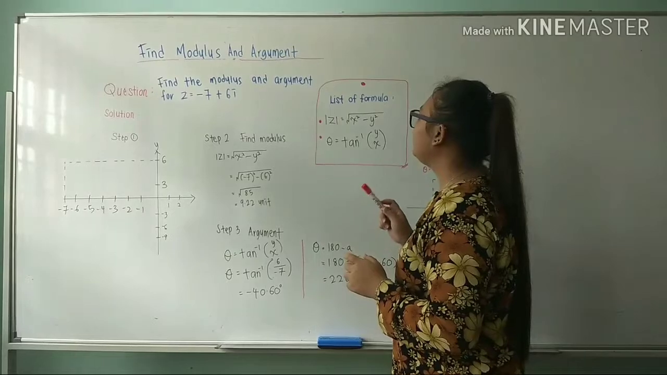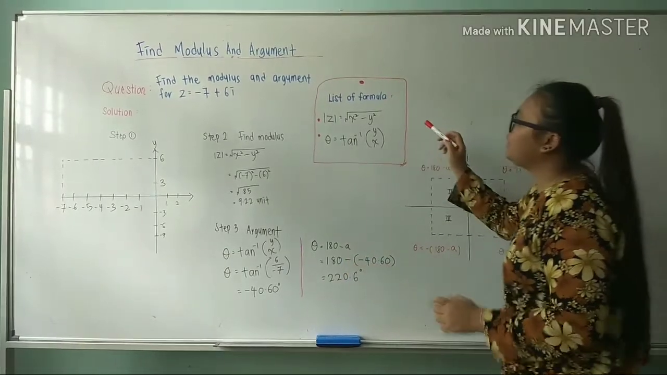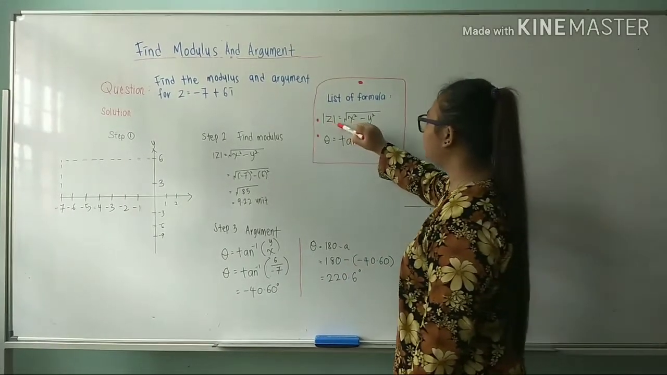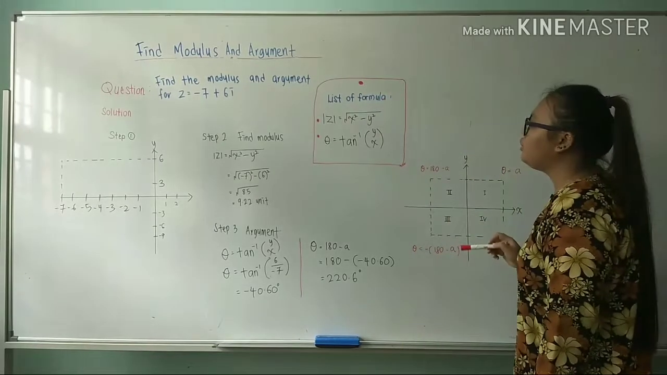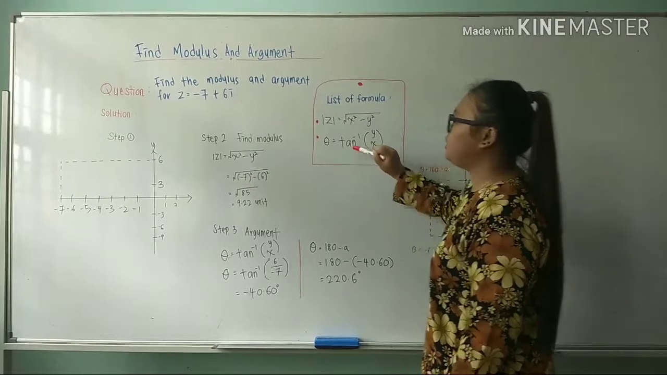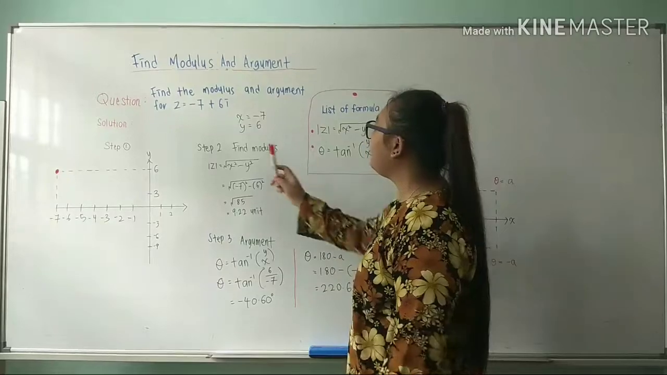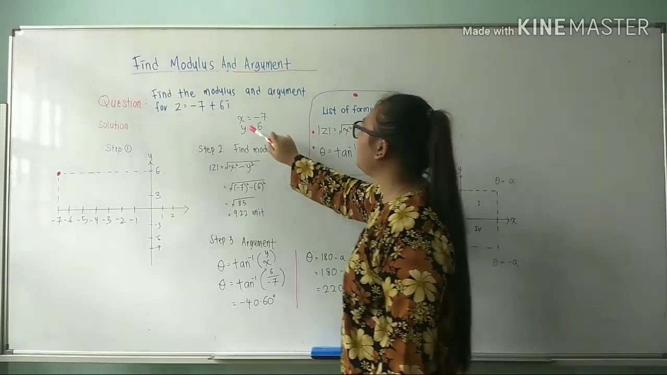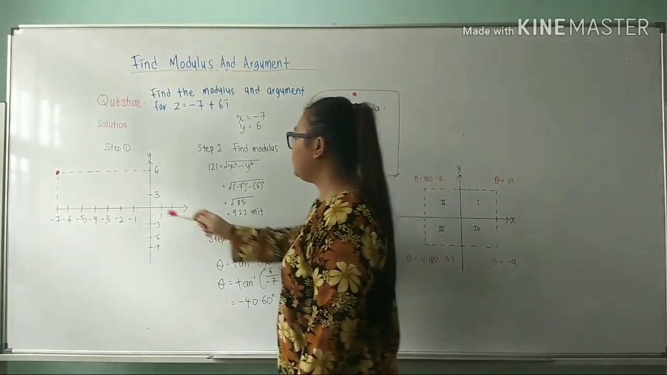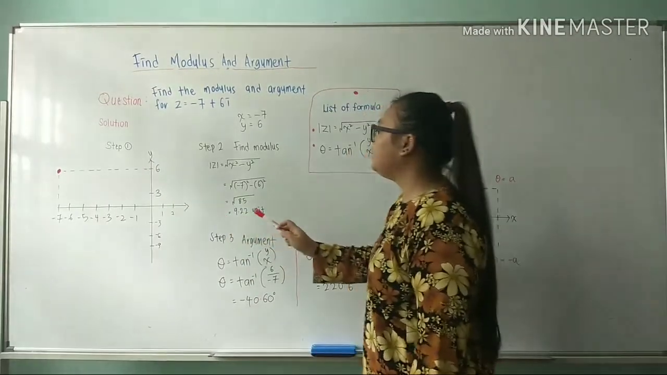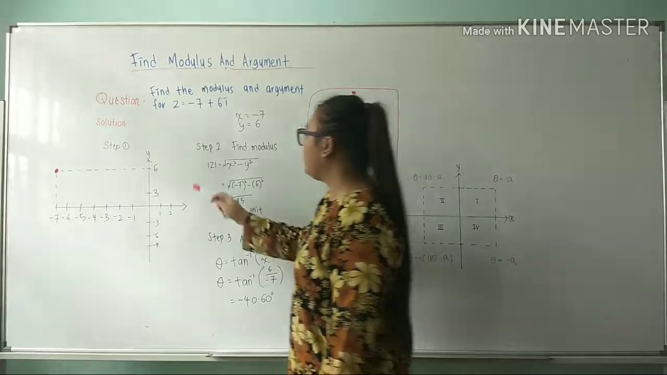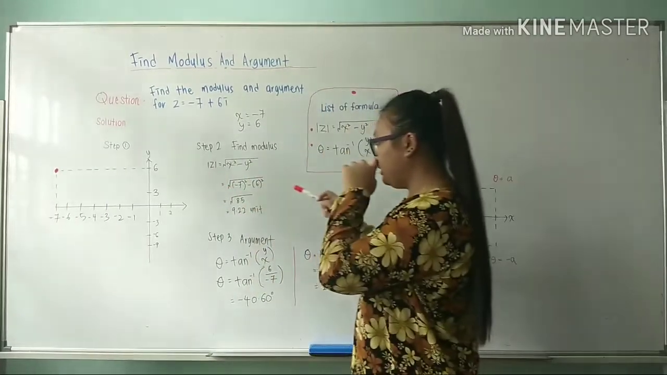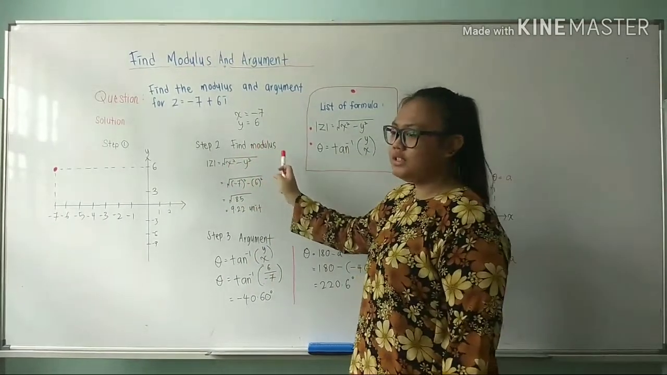The lesson is to find the modulus and argument. To find the modulus, we use this formula, and to find the argument, we use this formula. In the question, we find the values of x and y. x equals negative 7 and y equals 6. So step 1, we plot the graph for x and y. After that, step 2, we find the modulus.